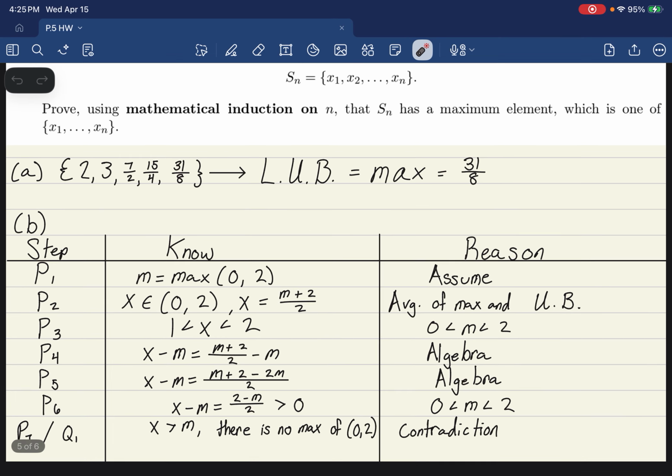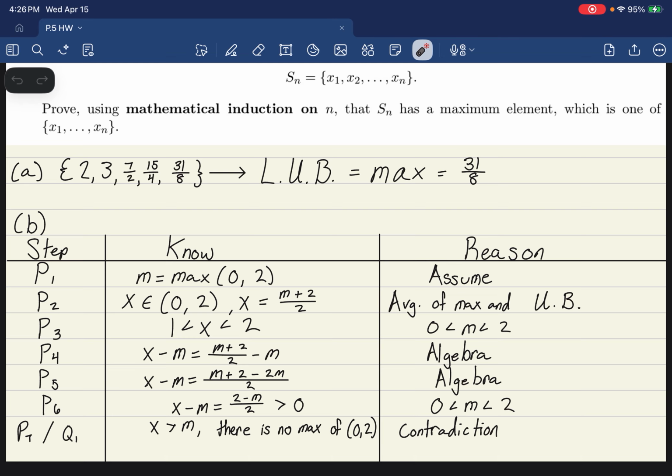We can use algebra to simplify this into x minus m equals (2 minus m)/2. Since m is greater than 0, we know that (2 minus m)/2 is going to be greater than 0, which means the difference between x and m is positive. That means x is greater than m, and that means there is no max on our open interval from 0 to 2, because we found a contradiction there.